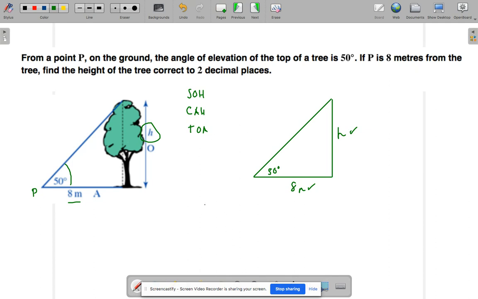So the rule here would be that tan 50 degrees equals opposite, which is H, over adjacent, which is 8. Because the unknown H there is at the top of the fraction, we multiply 8 by tan 50. H equals 8 times tan 50 to 2 decimal places. That will be 9.53 metres. So the height of the tree is 9.53 metres.